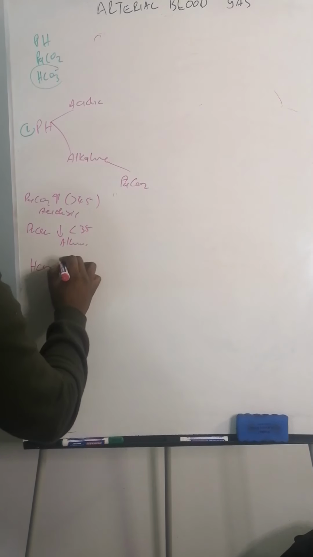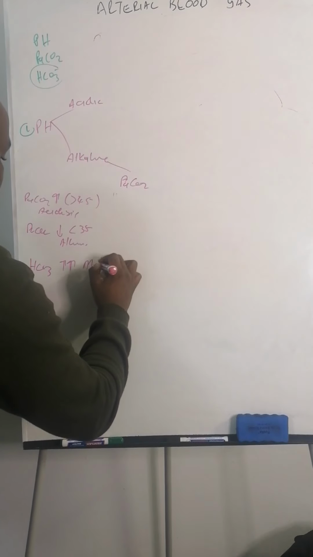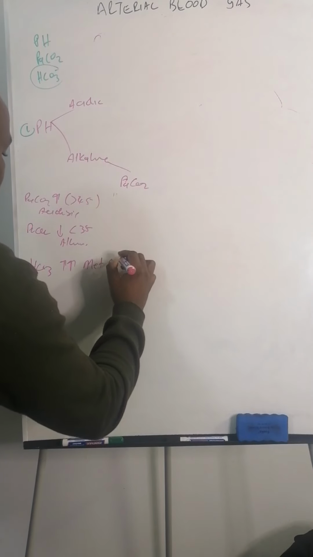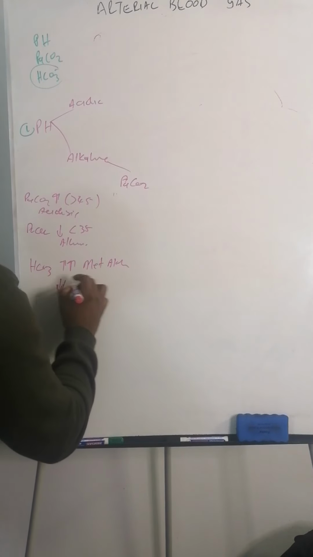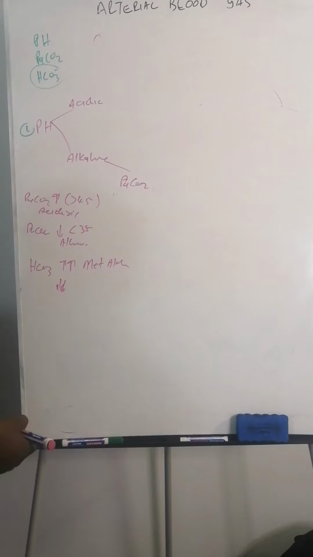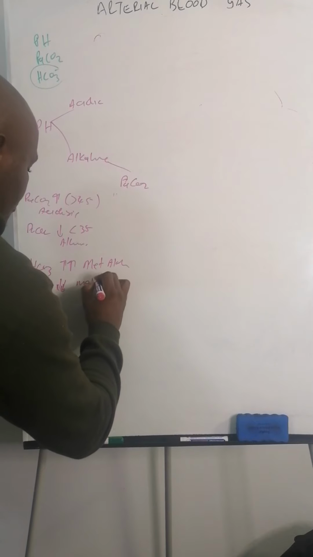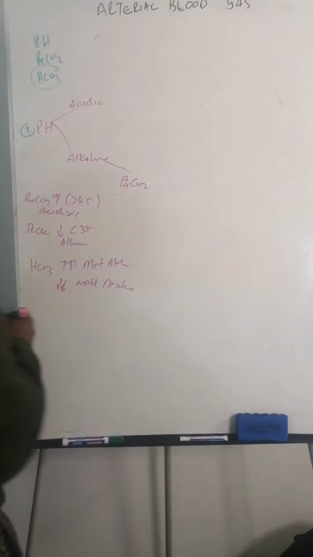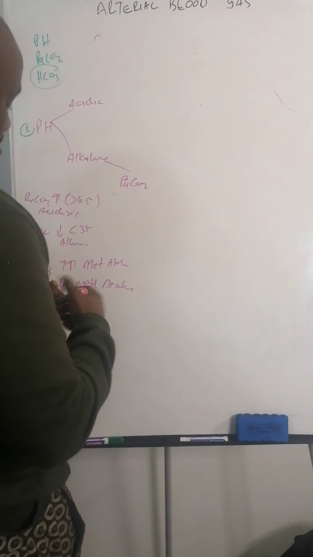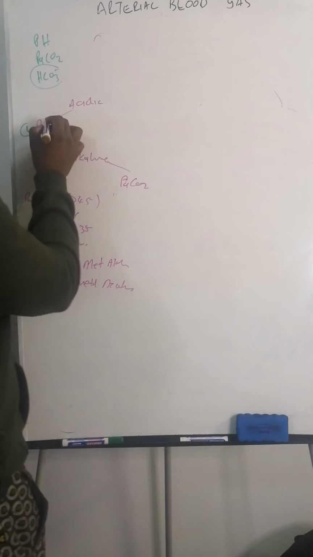Bicarbs that are high give us metabolic alkalosis. Bicarbs that are low, they become so low that the only thing that we have now is hydrogen ions, which causes metabolic acidosis. Okay, so we come here, we say partial pressure of CO2 in this patient.